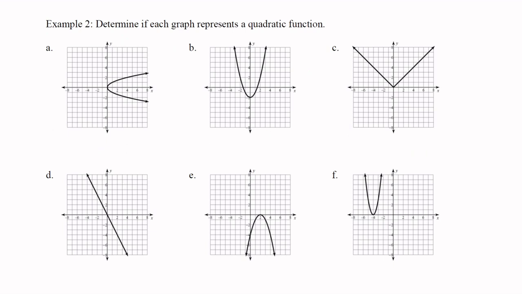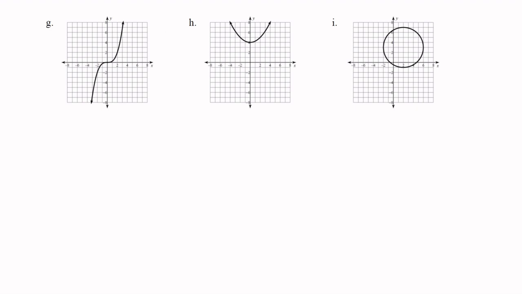So in A, we have a parabola, but it's on its side, and it fails the vertical line test, so that one's not quadratic. For B, we have a parabola, so it is quadratic. C is not a parabola, it's two straight lines, so it's not quadratic. D is just a line, so it's linear, it's not quadratic. E is a parabola, so it is quadratic. F is also a parabola, so it is also a quadratic. G is not a parabola, so it's not quadratic. H is a parabola, so it's quadratic. And I, well, first of all, fails the vertical line test, but it's just a circle, so it is not quadratic.